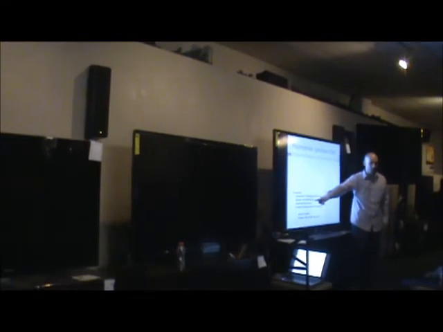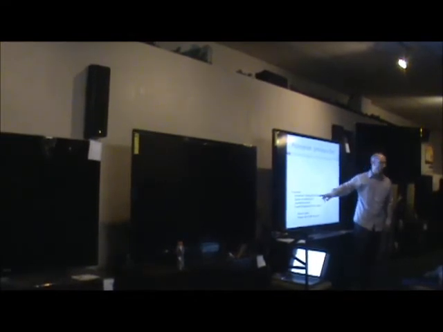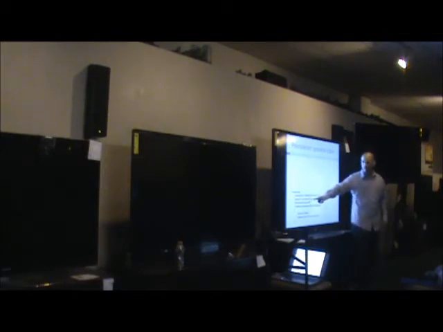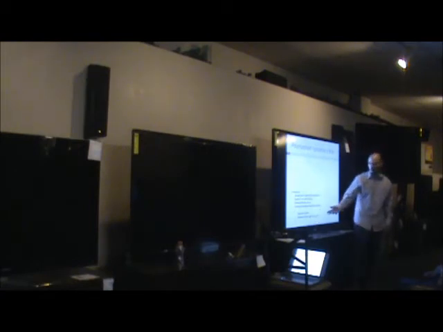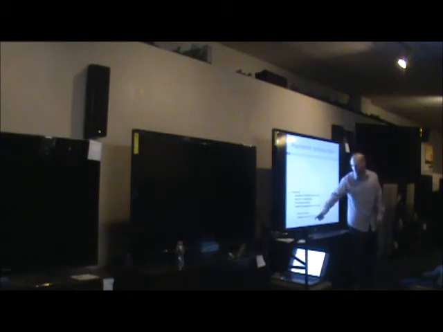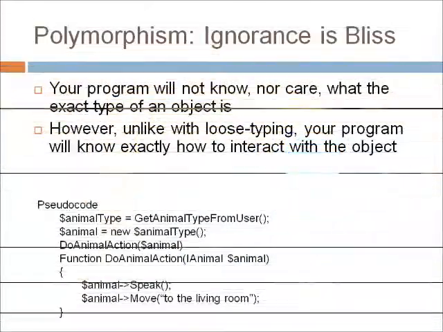I gave this example for a few reasons. One, to show the dynamic instantiation of a class. I just say new animal type. I get the animal type from the user. It could be a fish, a dog, I have no idea what it is, I don't care. I just instantiate a new $animalType, right? Dynamic instantiation. And then I call doAnimalAction, which is this function, and I pass to it my animal. And the action is to speak and then to move to the living room. If we were to run this code on a dog, it would say arf arf, the dog walked to the living room. If we did it on a fish, it would say bubble bubble, the fish swam to the living room.